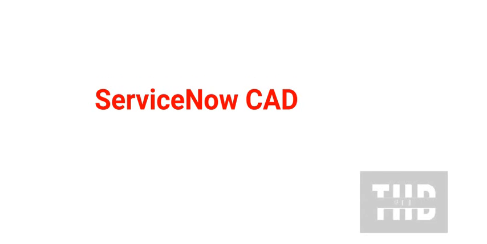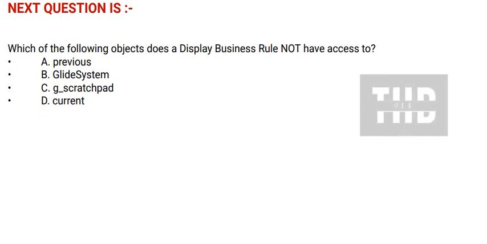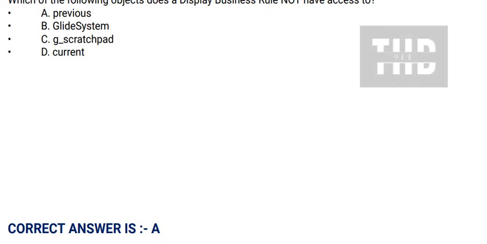Today's question is, which of the following objects does a display business rule not have access to? Option A. Previous. Option B. Glide system. Option C. g_scratchpad. And option D. Current. And the correct answer is option A.